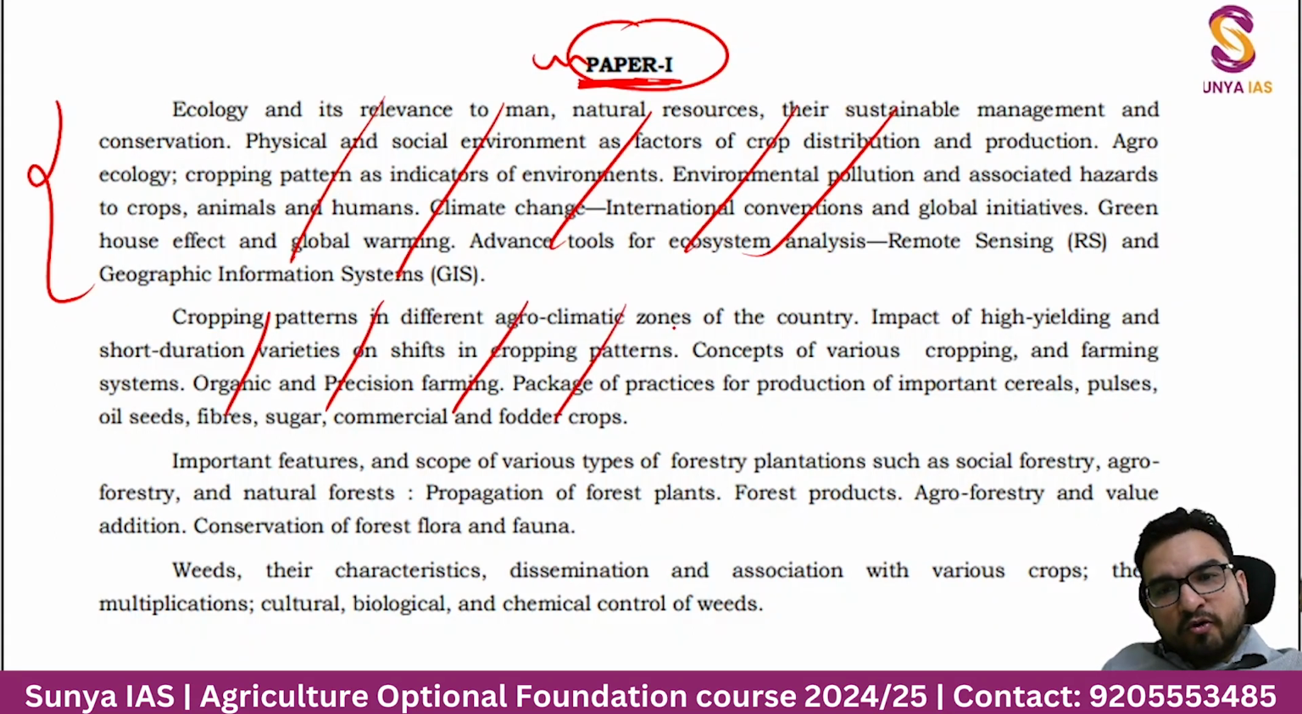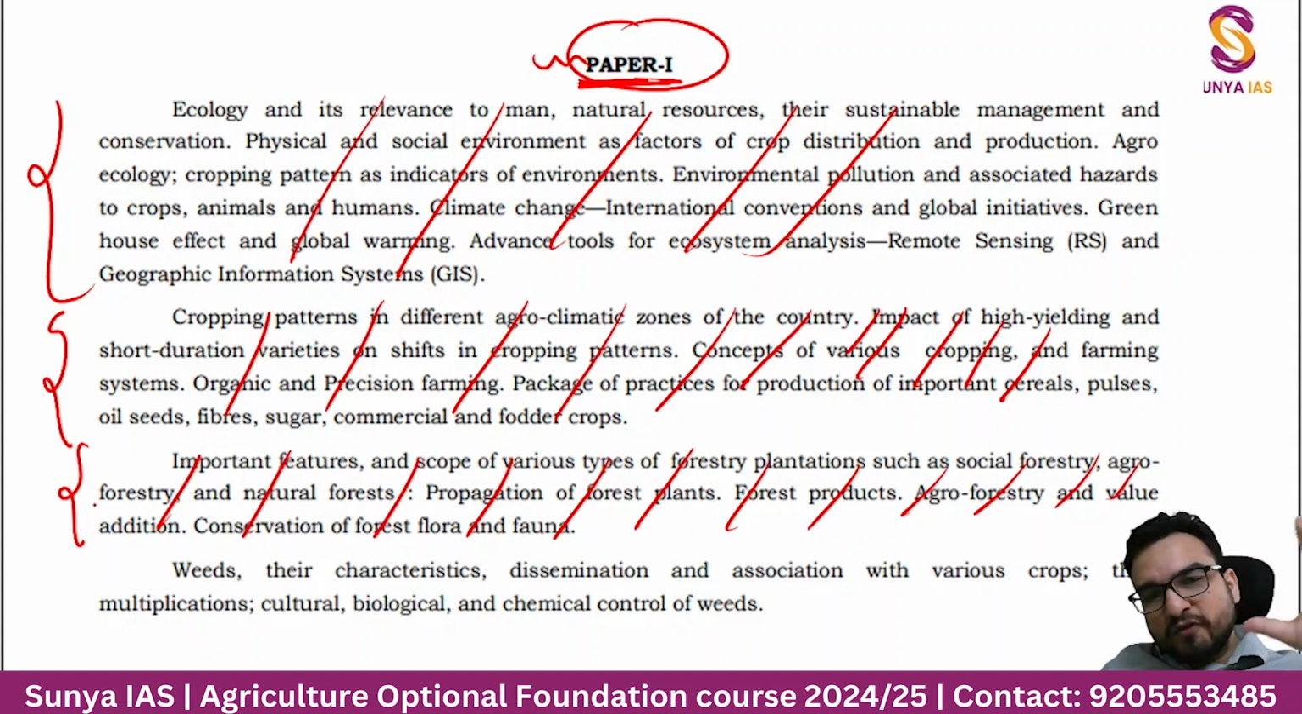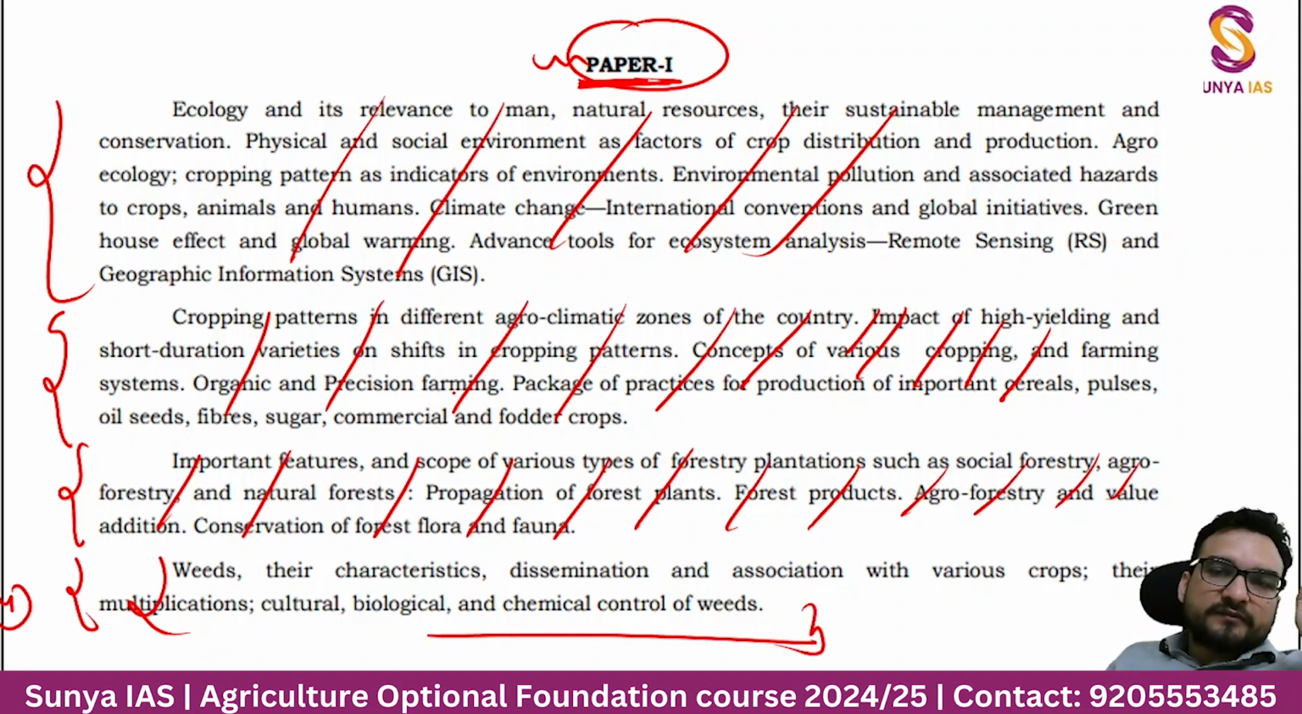Then agronomy: all the content or syllabus part which is written, we will cover under unit number 2, agronomy. Then the third unit is agroforestry. I'll tell you all the details about it right now, don't worry. Just see the overview of how we have divided it. Agroforestry. Then the fourth unit we study is weeds and their characteristics, weed science and their management.